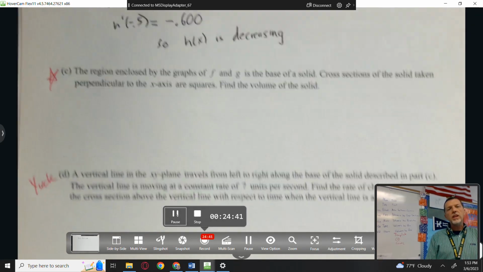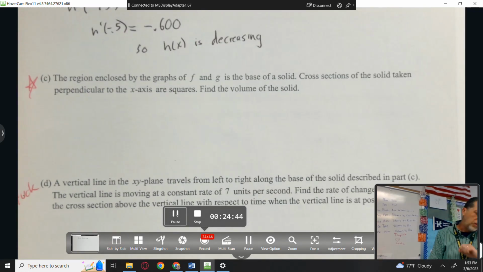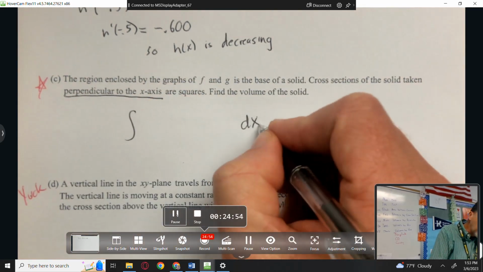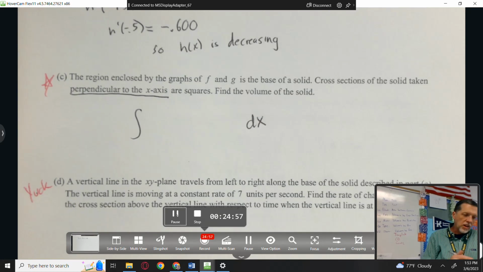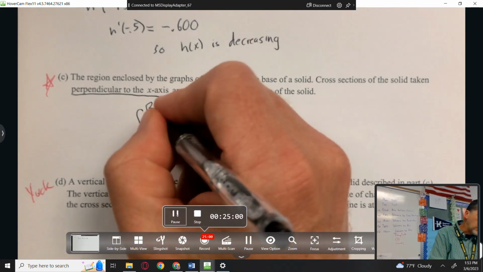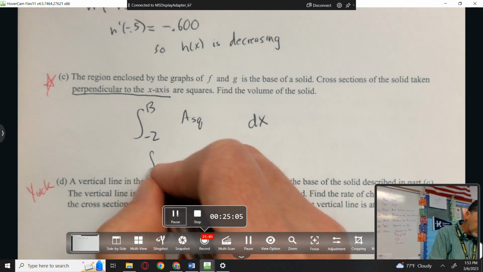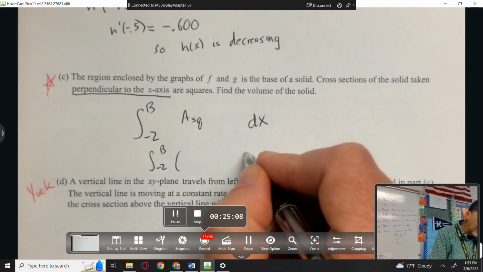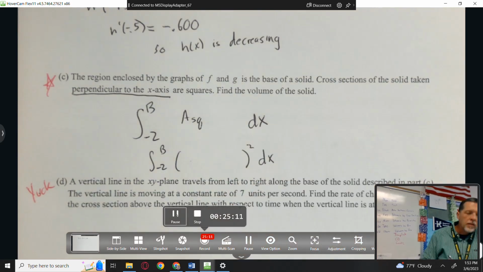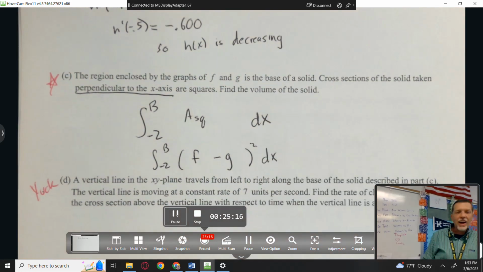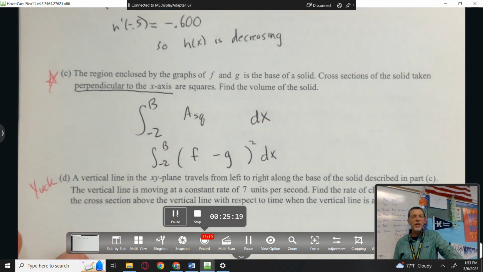Okay, part C. The region enclosed by the graphs of f and g is the base of a solid. Cross sections of the solid are taken perpendicular to the x-axis. So I know I'm going dx here. Find the volume of the solid. So from -2 to b of the area of a square. The area of a square is side squared. And the side length would be f minus g, which I could just use h since they already talked about h, but I probably would go with f minus g there.